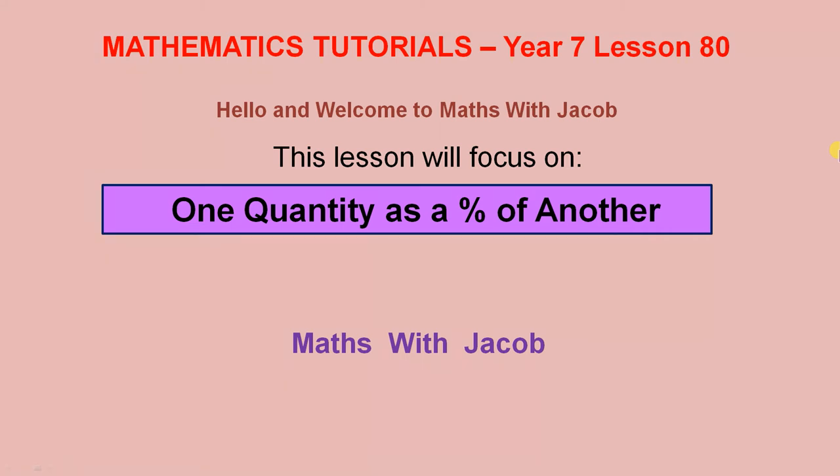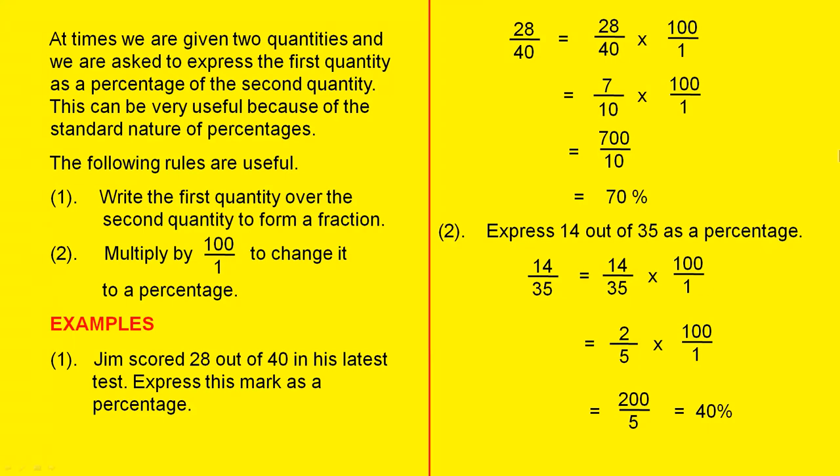This lesson will focus on one quantity as a percentage of another. At times we are given two quantities and we are asked to express the first quantity as a percentage of the second quantity. This can be very useful because of the standard nature of percentages. The following rules are useful. Number one, write the first quantity over the second quantity to form a fraction. And number two, multiply by 100 over 1 to change it to a percentage. Let's look at some examples.